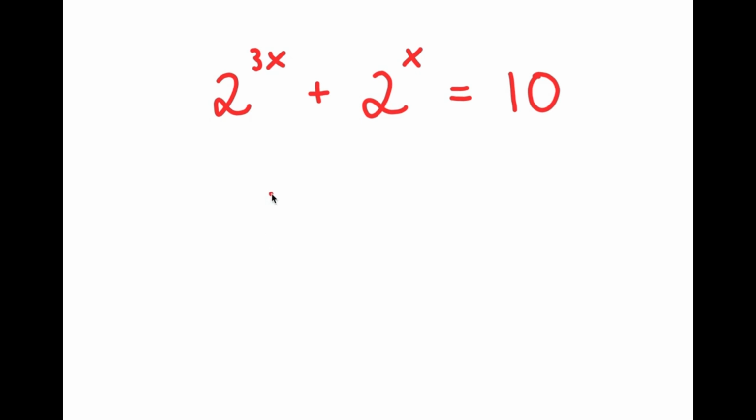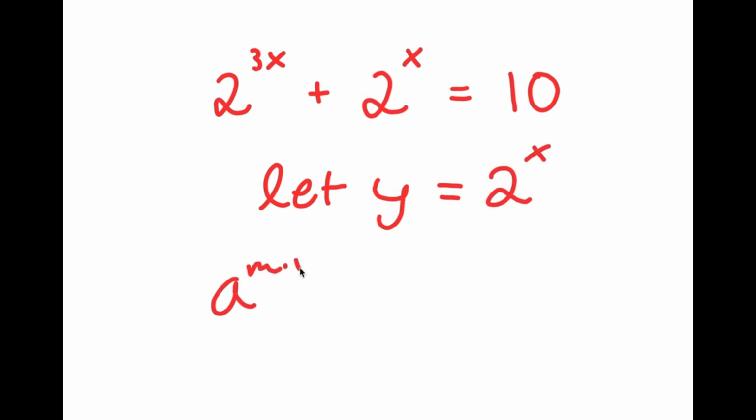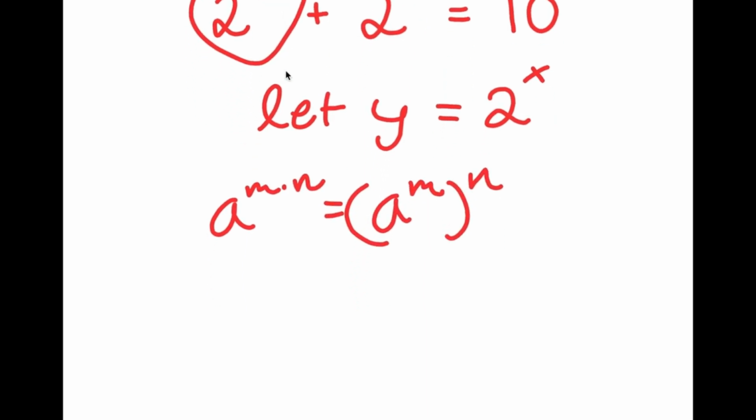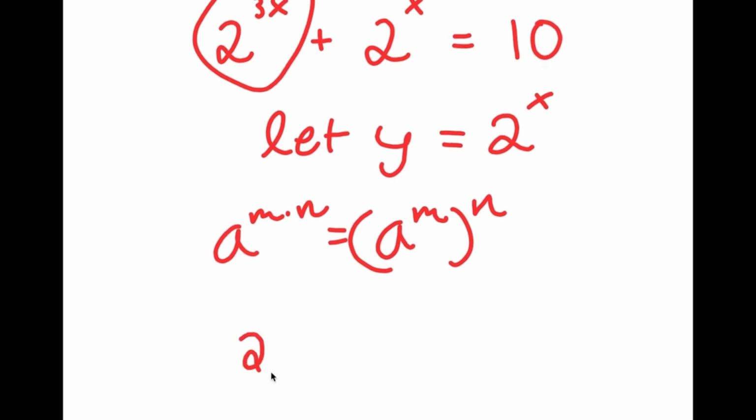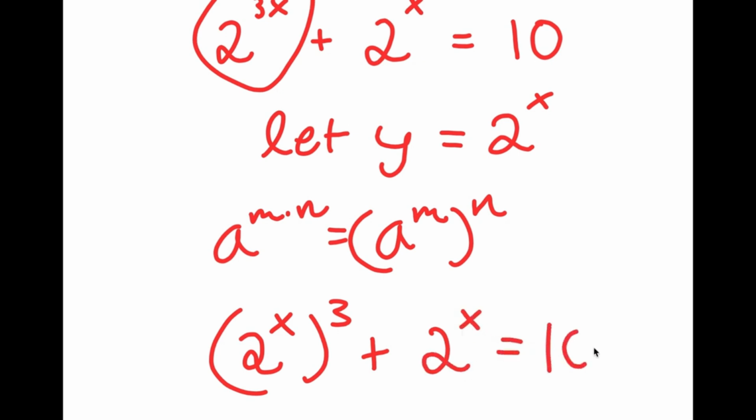So I'm going to first start by letting y equal 2 to the power of x. Now, if I have something in the form a to the power of m times n, this is equal to a to the power of m to the power of n. So 2 to the power of 3x is going to equal 2 to the power of x to the power of 3. Now I have this plus 2 to the power of x is equal to 10.